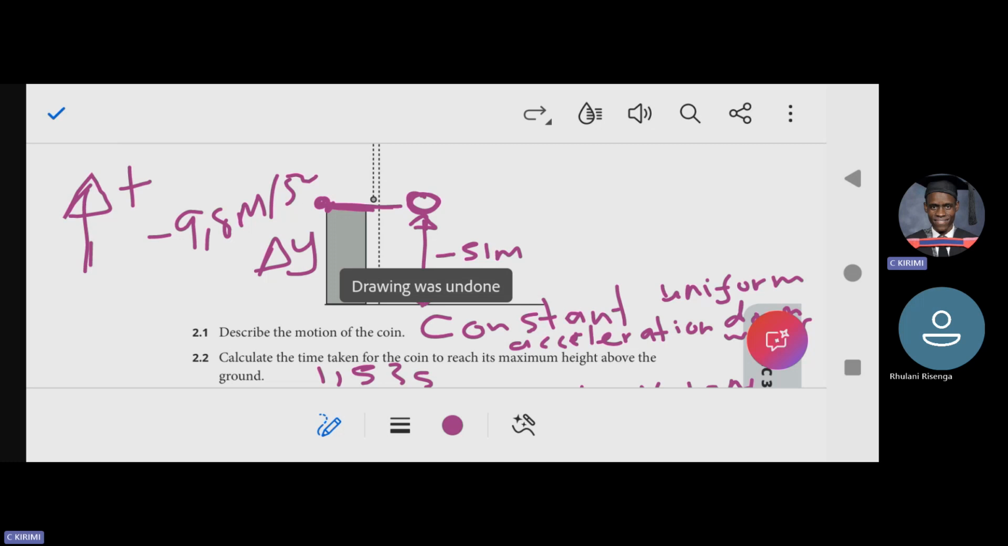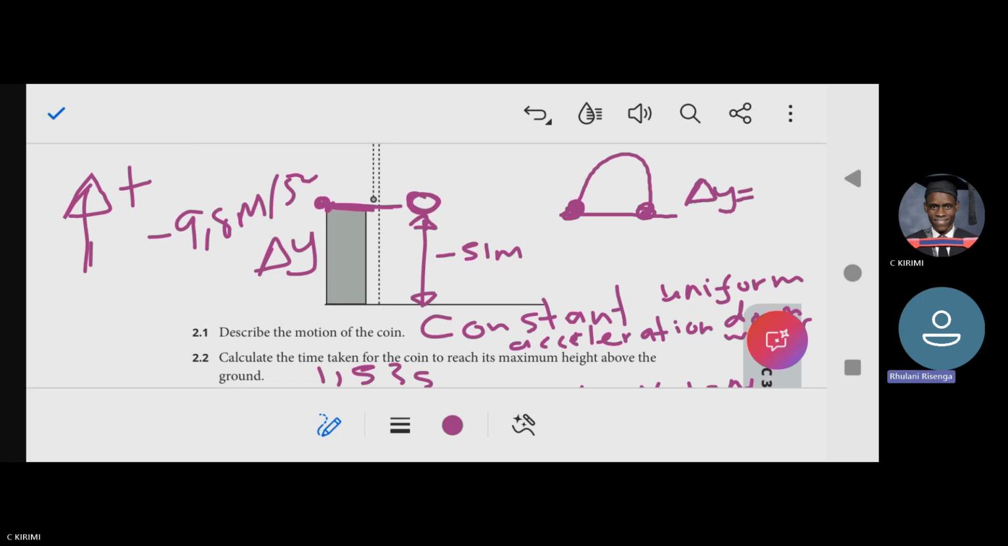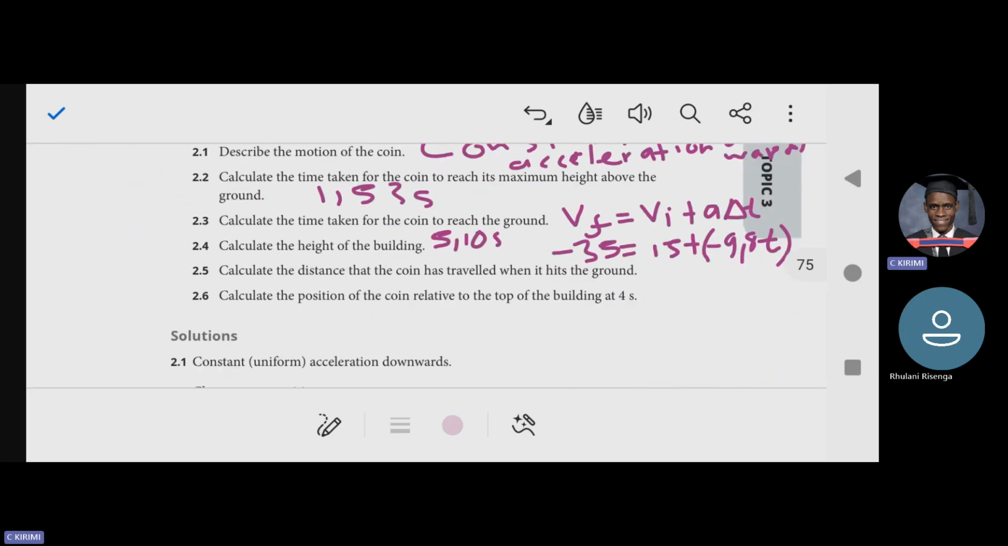That's why when you ask me, say when the coin is thrown and comes back, what is my change in y? The reference point is here, and I am here after. So the change in y is what? 0, like what I indicated. After some time, you're upwards somewhere there. So the change in y is positive because it's above the point of release, the reference point. Once you master those tricks, we are done.